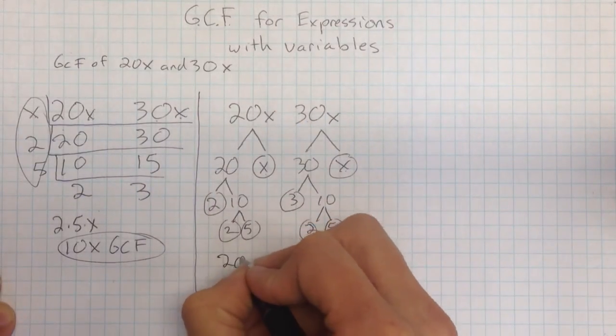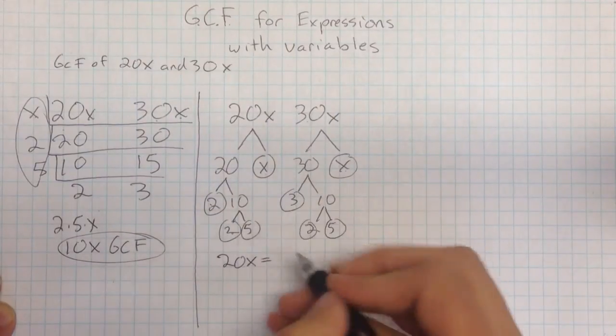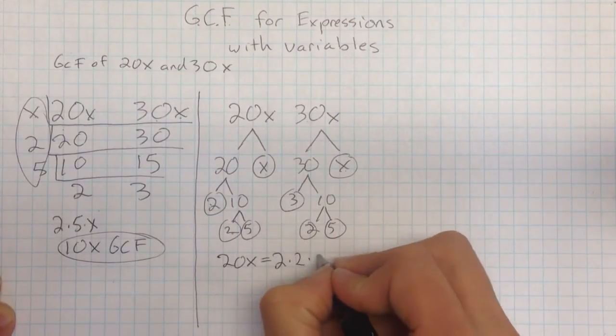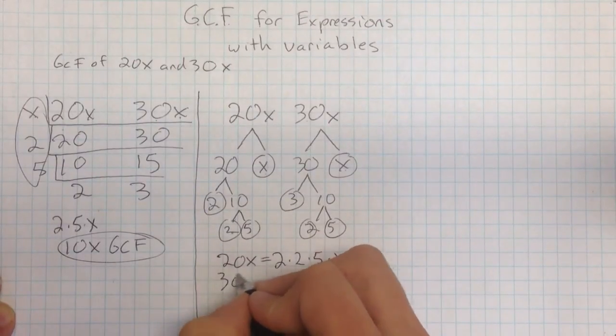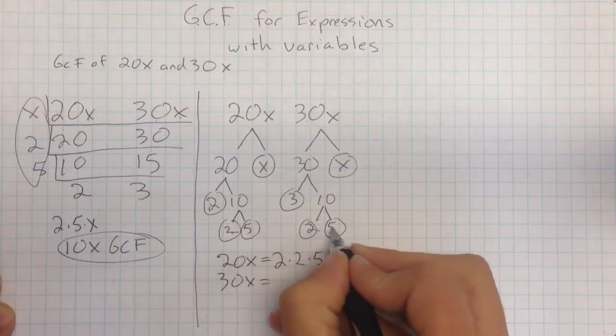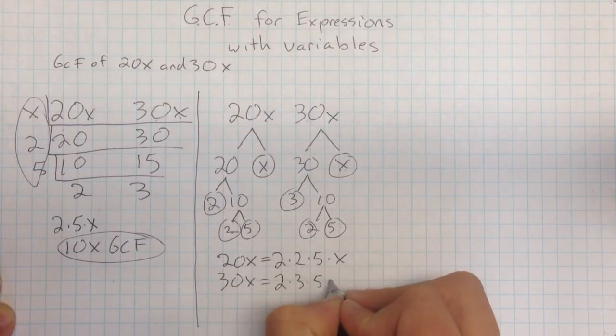So I'm going to have 20x, and I just list out everything that's circled. 2, 2, 5, and x. I'm writing them in order. And then I'm going to do the same thing with 30x underneath. And that is 2, 3, 5, and x. So I'd write 2, 3, 5, and x.